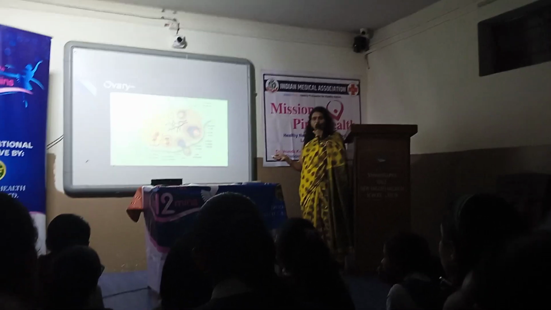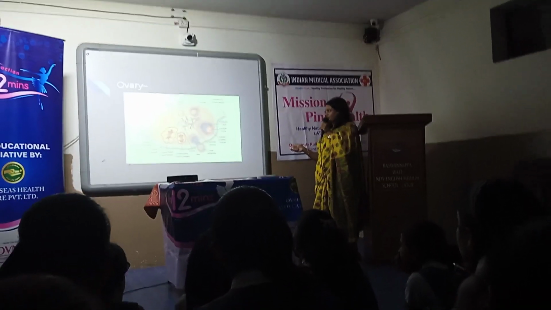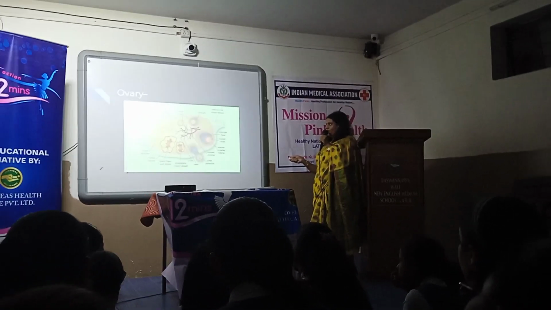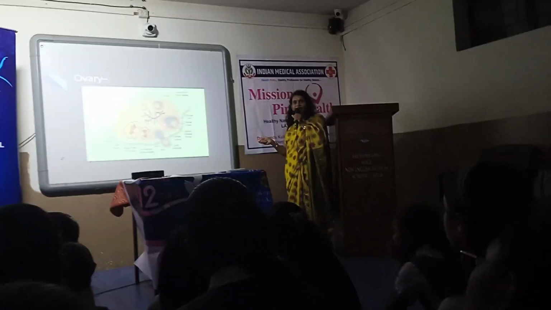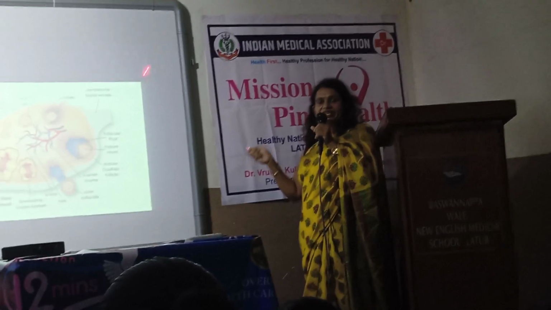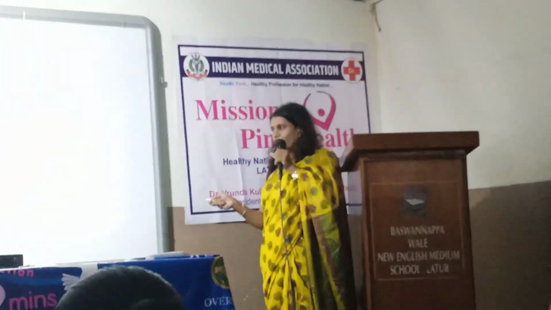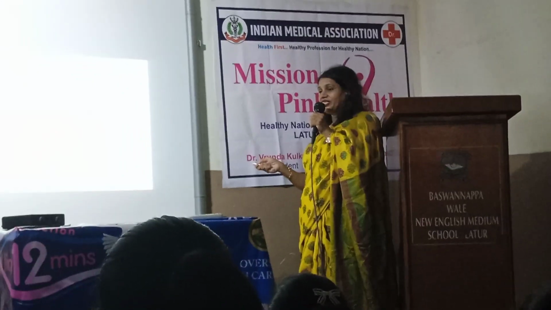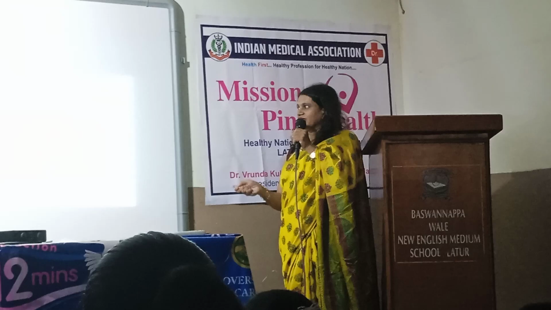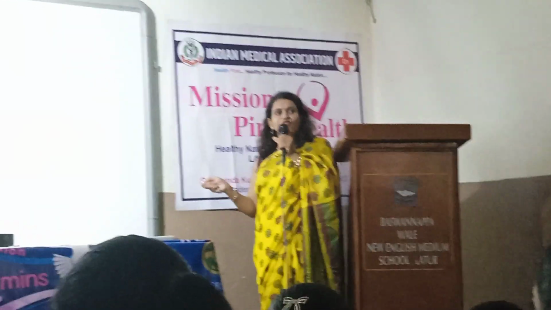This is the structure of ovary. What is this? This is the mature ovum, and from here this ovum is released outside into the abdominal cavity, from where it is carried to the fallopian tube. So before this ovum is released, that is called the ovulation. And before this, the maturation of these oocytes takes place in a stepwise manner.